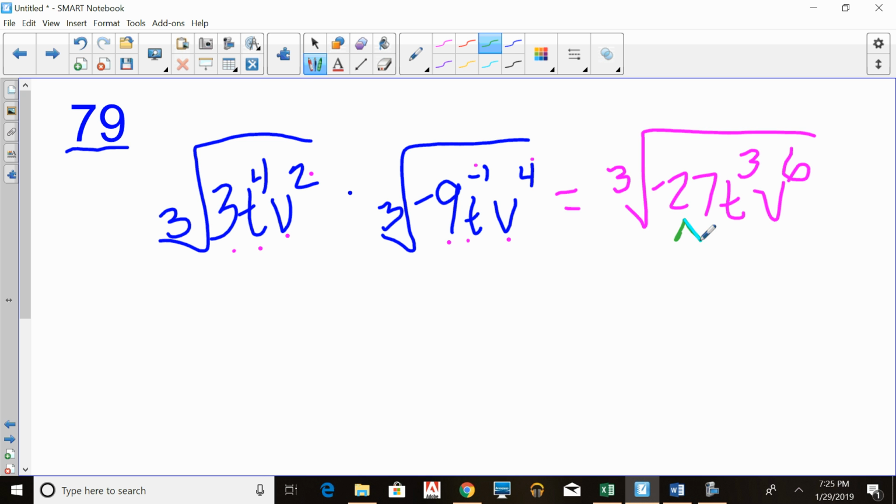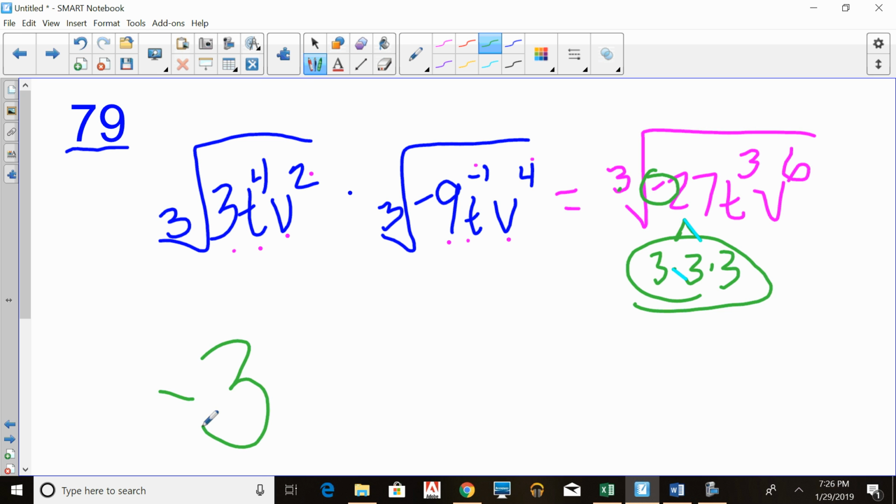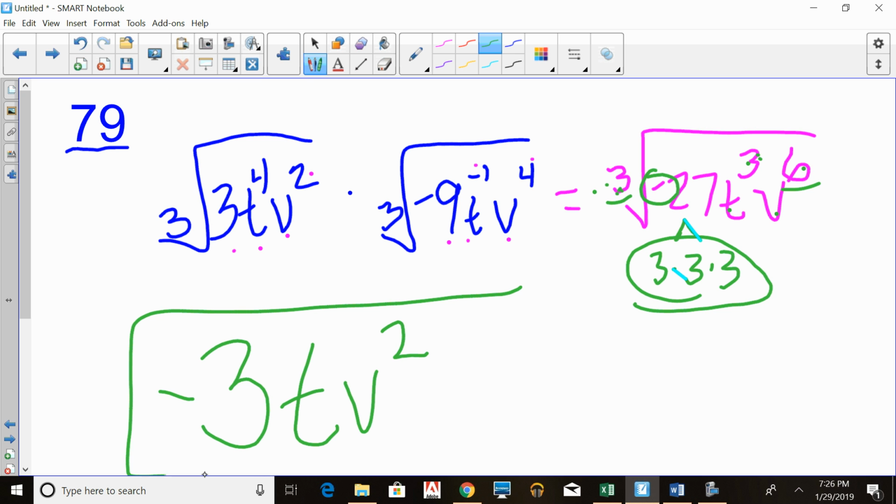Now 27 is 3 times 3 times 3. And it's cube root, so cube root of 3, 3, 3 would be 3, and since it's negative, it would be a negative 3. T to the 3rd divided by 3, 3 divided by 3 is 1, so there'd be a t. V to the 6th, 6 divided by 3 is 2, so v squared. And there's your final answer.